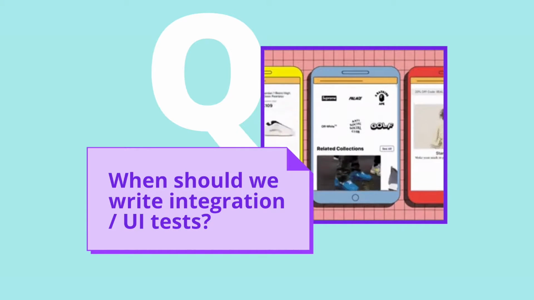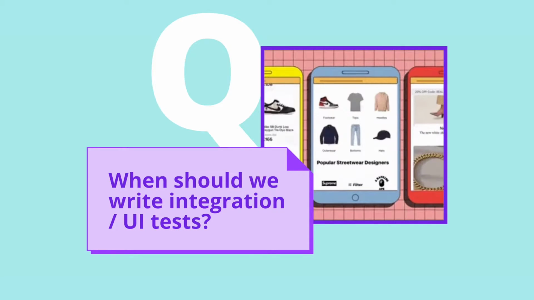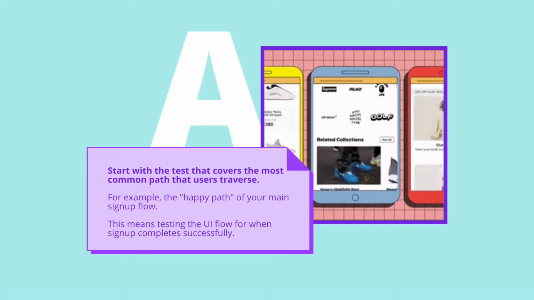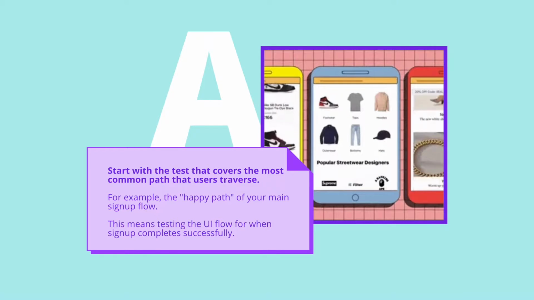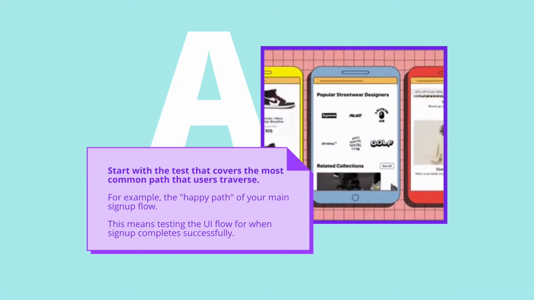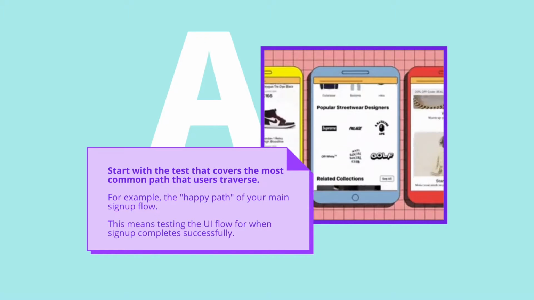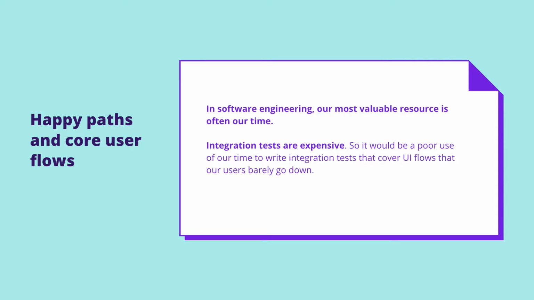So when should we write an integration or a UI test? Keeping in mind that integration tests are expensive to write, the most common strategy is to start with the most common pathway your users go down. We generally refer to this as the happy path, and an example would be a sign-up flow on your website. We can make that assessment based on the impact if something goes wrong and the number of users that would use the components affected by your test. Let's go into this in a little more detail.